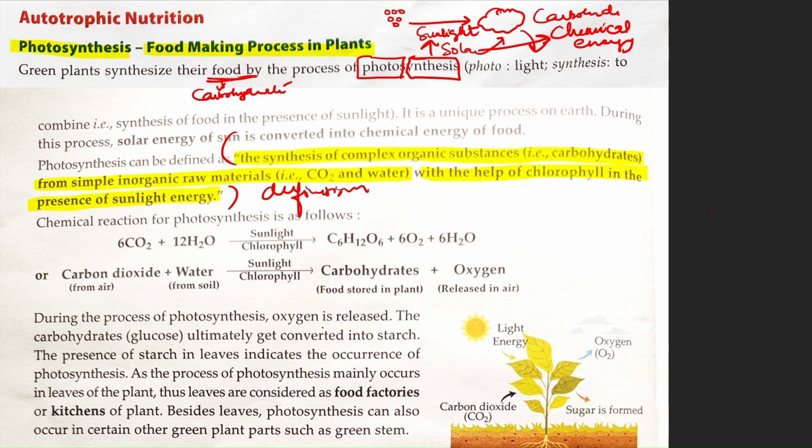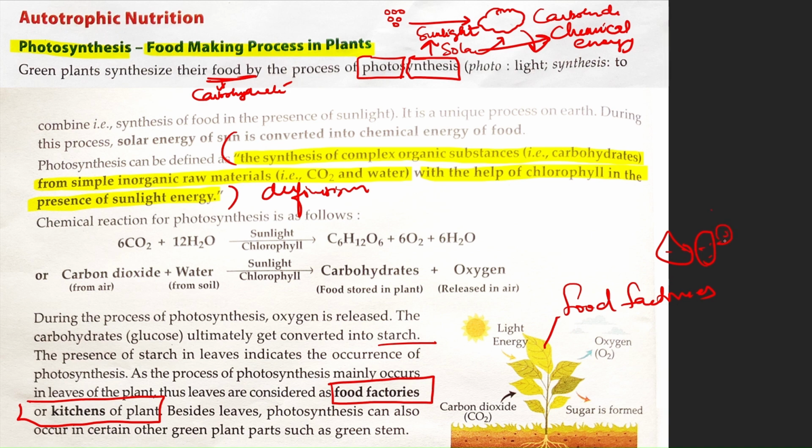The carbohydrates, glucose, ultimately get converted into starch. The presence of starch in leaves indicates the occurrence of photosynthesis. As the process of photosynthesis mainly occurs in the leaves of the plants, the leaves are considered the food factories or kitchens of plants. So which is the food factory? Leaves are called the food factories. Besides leaves, photosynthesis can also occur in certain other green parts such as the green stem. So in cactus and others, it happens in the green stem.